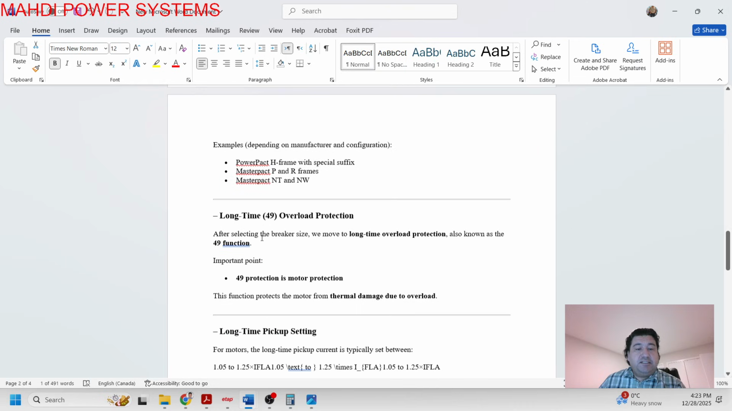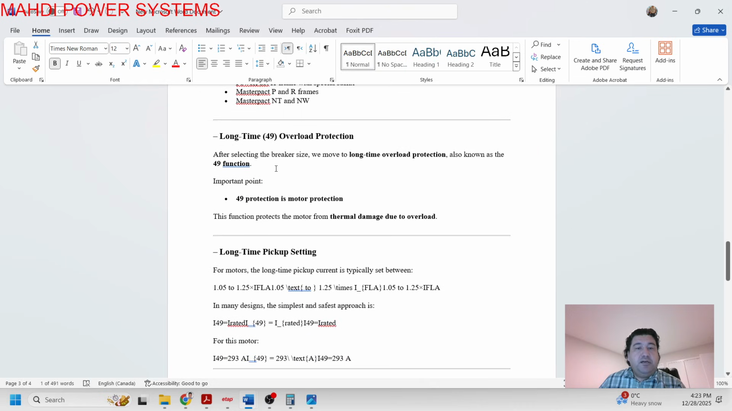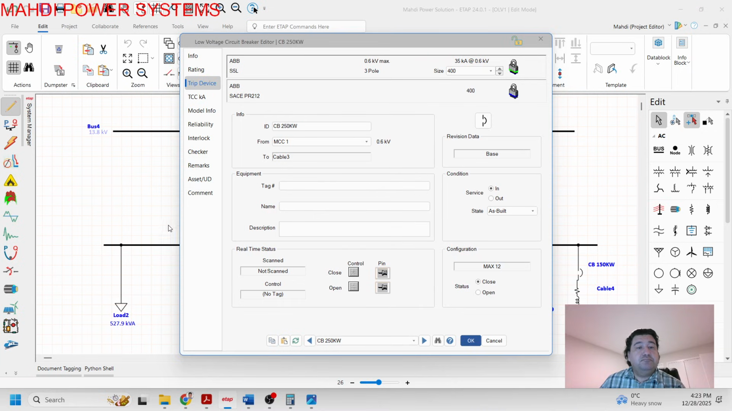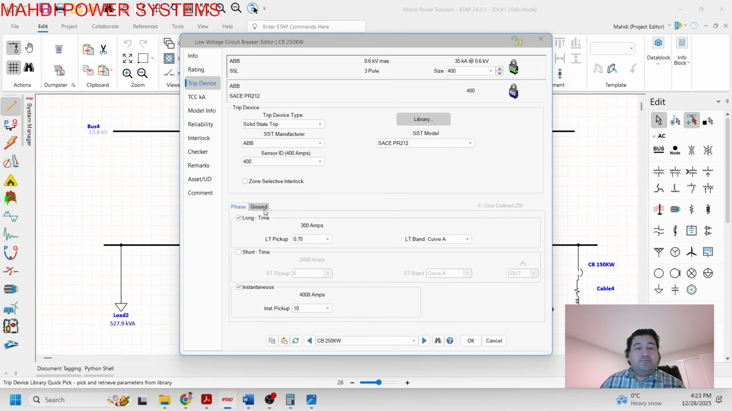Okay, we discussed this one. Now let's go back to the trip unit. Now we size the circuit breaker. Let's talk about the trip unit, the trip device. Okay, this breaker is LSIG.